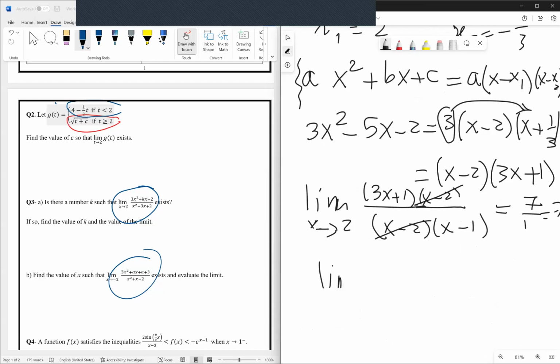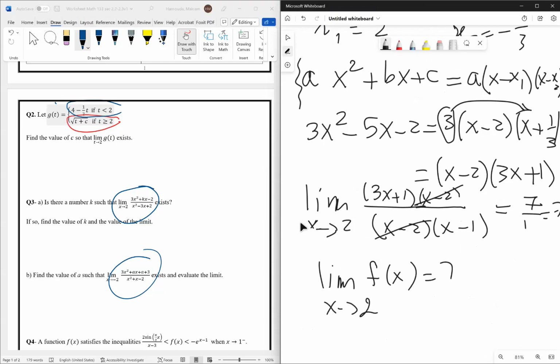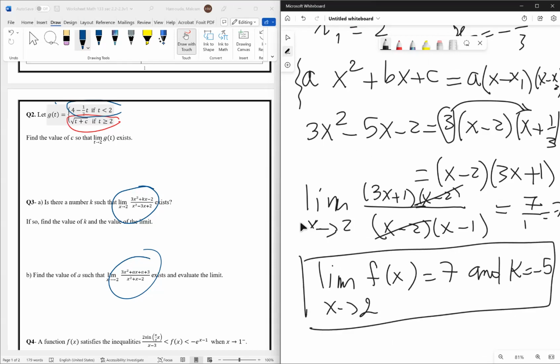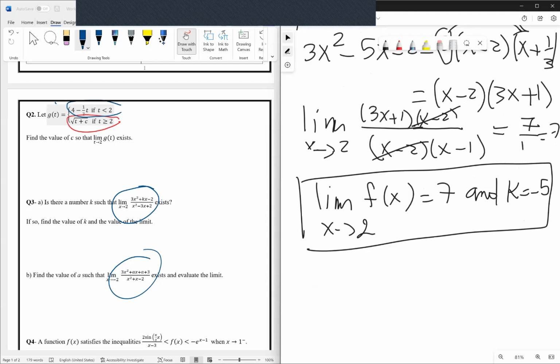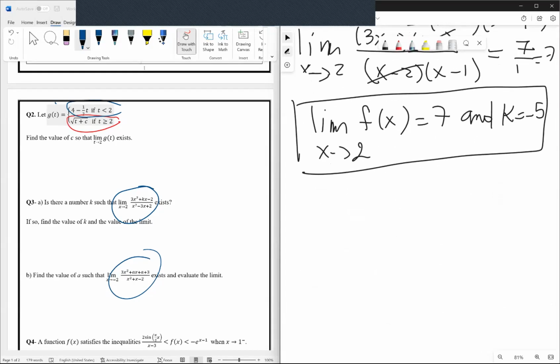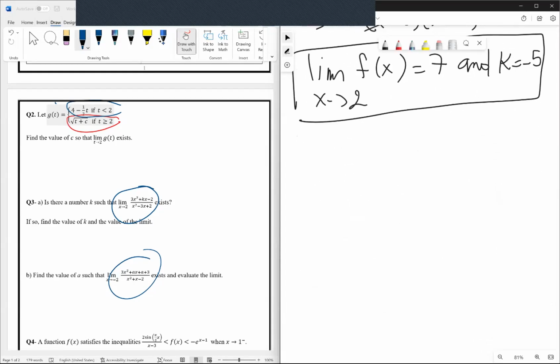Limit, let's say f of x, okay, we call this function f of x, as x approaches 2 is equal to 7, and k equal to -5. Good. Now we go to question B. It's the same kind of question.